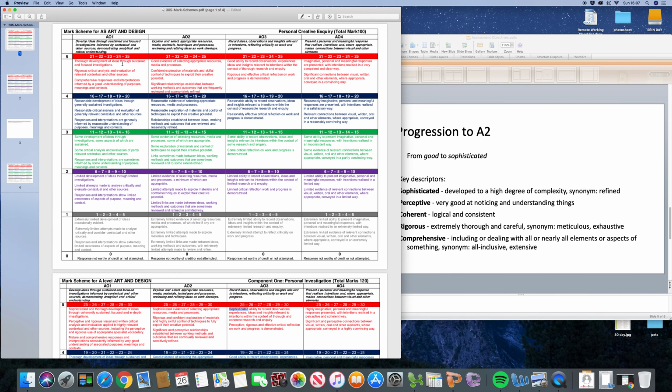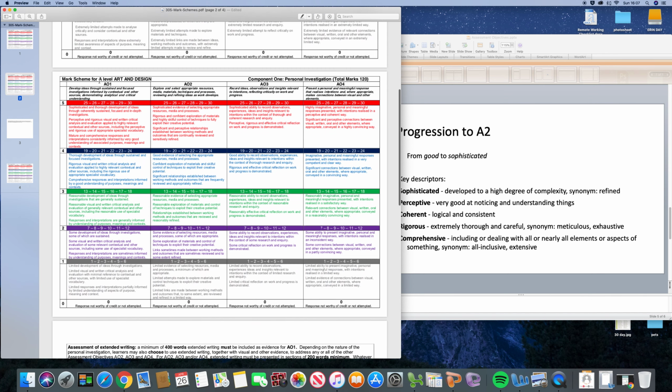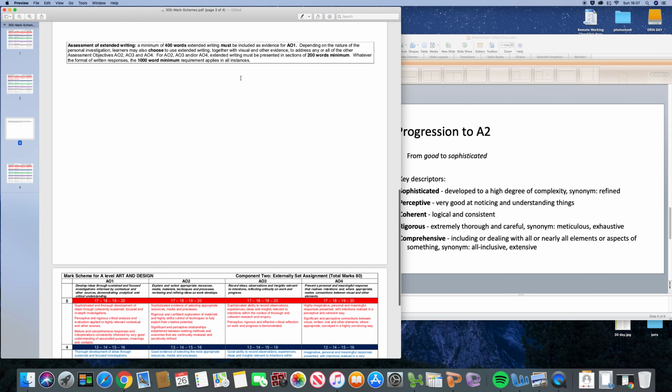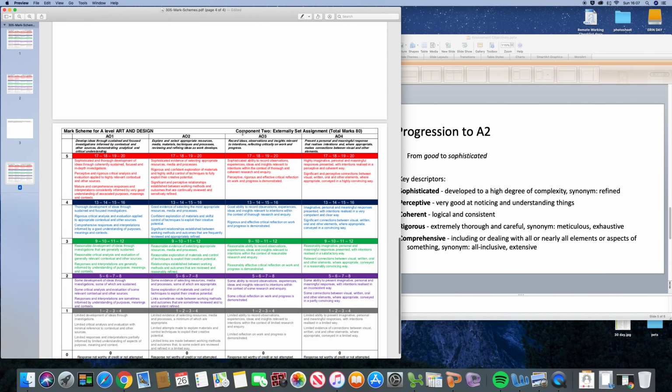So as teachers, we get these grids to mark your work from, and there's 3 grids for the whole of the course basically. So there's a mark scheme that belongs to first year. There's a mark scheme that belongs to your personal investigation. That's what we're doing now. That's the current project that you're working on. And the last one is for your externally set assignment. So the externally set one comes in February.